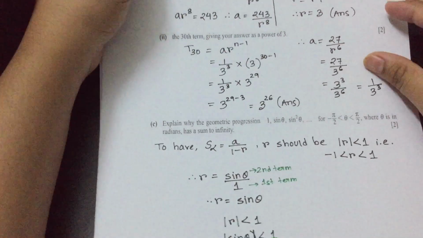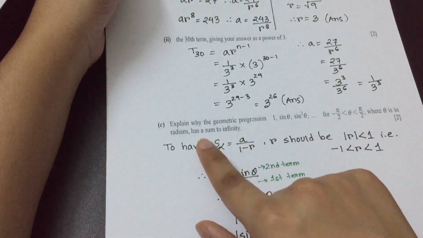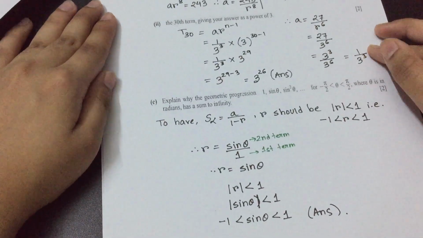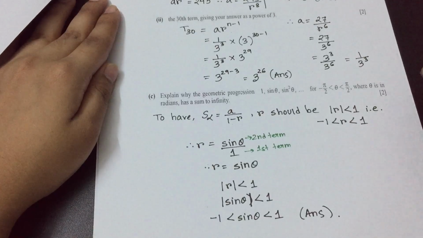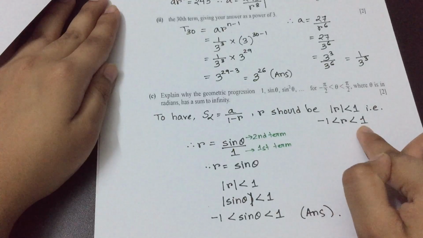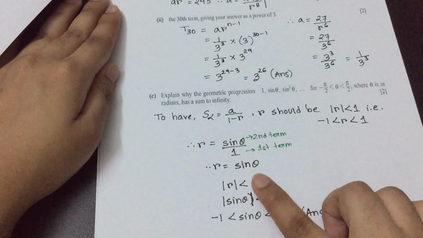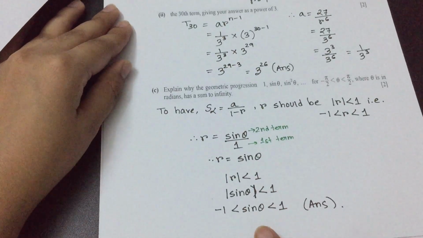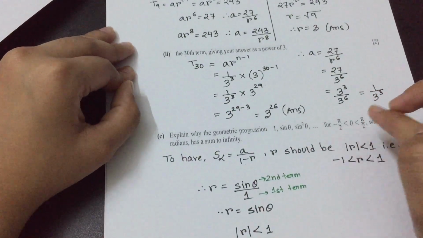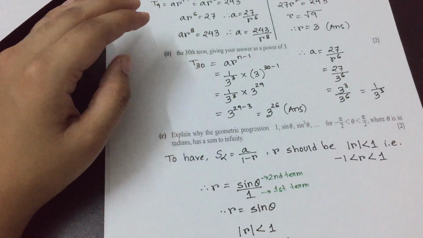Finally, it says explain why the geometric progression has a sum to infinity. So just a while ago I did say that whenever this question comes up, you have to mention that for the sum to infinity, r should be between -1 and 1. So this is what I have written. So here r is the second term divided by the first term, which is sin θ. So you write sin θ is between -1 and 1. So this is a condition you have to write whenever this question comes up related to sum to infinity.